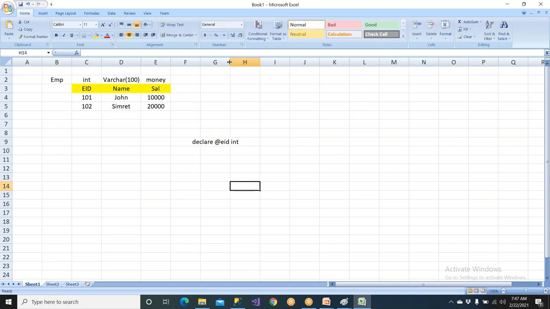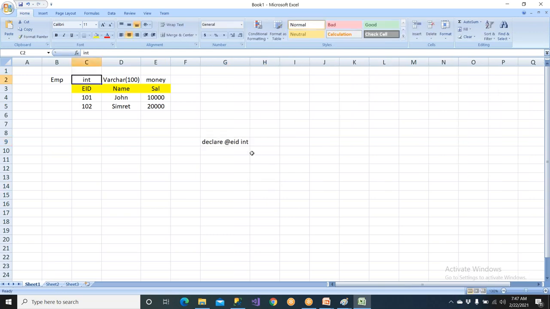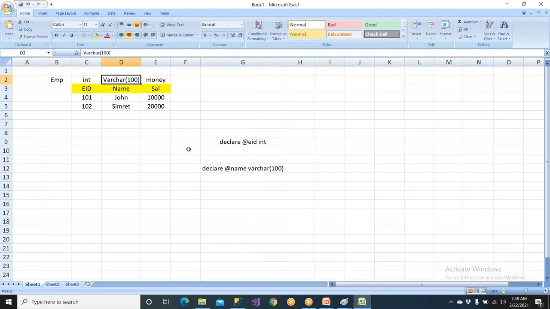So this is how you can declare a variable, because we know this is an integer, one variable that you're going to be declaring like this. One more variable, declare @name. It is varchar 100. Clear? Because the size is here. So like that, whatever data types are here, the same data types are going to be there. Declare @salary, or you can give any naming convention, which is a money.